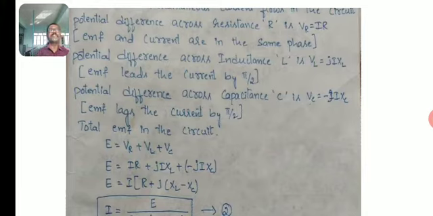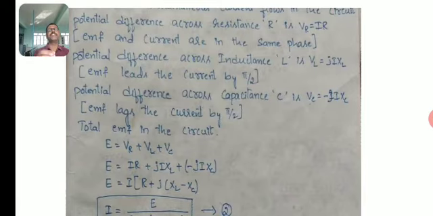The potential difference across resistance R is VR is equal to IR. In the case of a pure resistor, there is no phase difference between EMF and current. That means both are in the same phase.